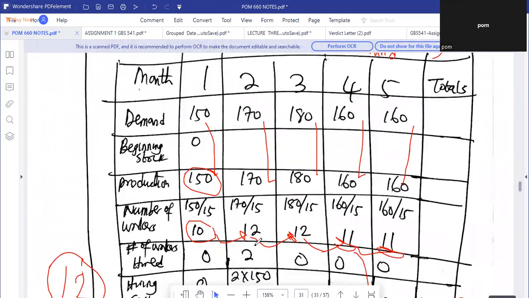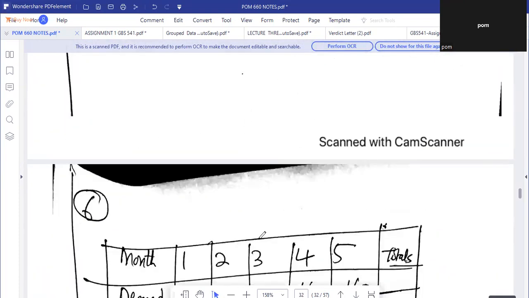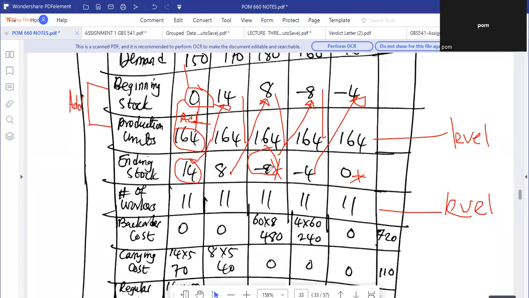So for any units that are backlogged, the stock out units, you're going to multiply here by 60. Of course, it is also possible here that we have a carrying cost because we have 14 units. So 14 units, you can go for carrying cost, where you say 14 times 5, which is 70.